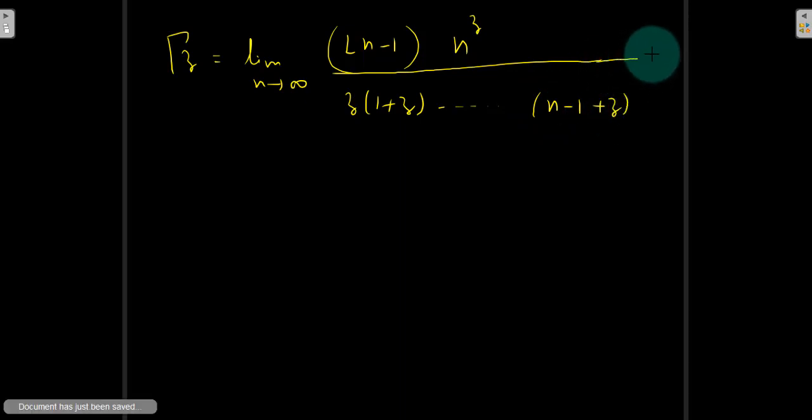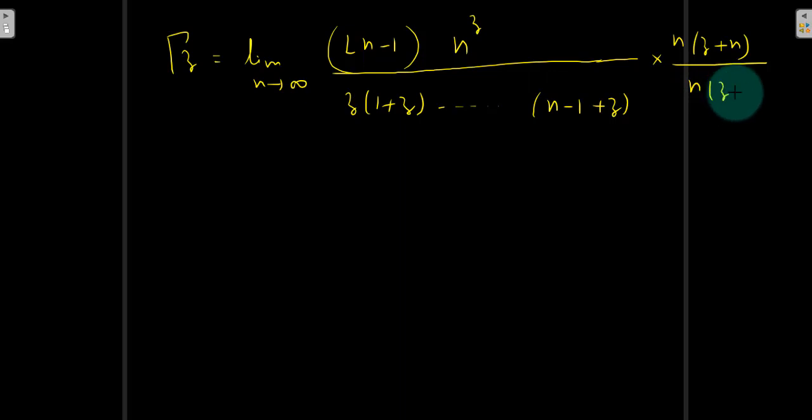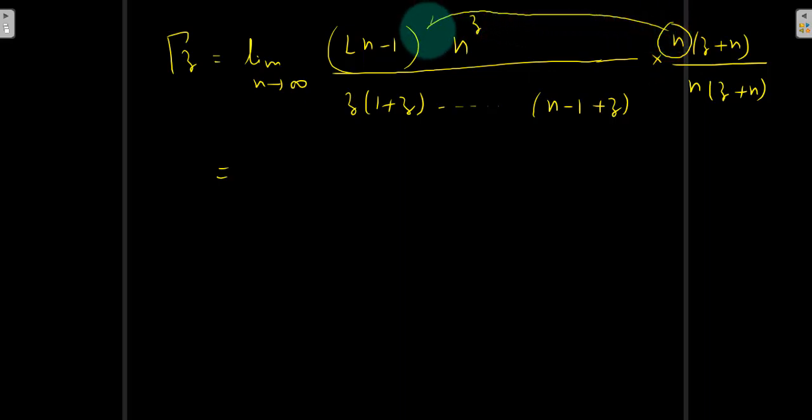Okay, now you just multiply the numerator and denominator both with n times z plus n. Okay, you multiply this term to this factorial n minus 1, and what you are going to get, you are going to get factorial n, right?